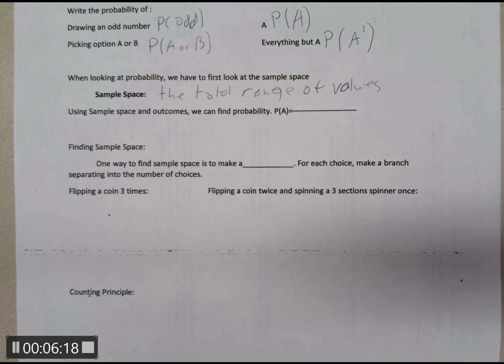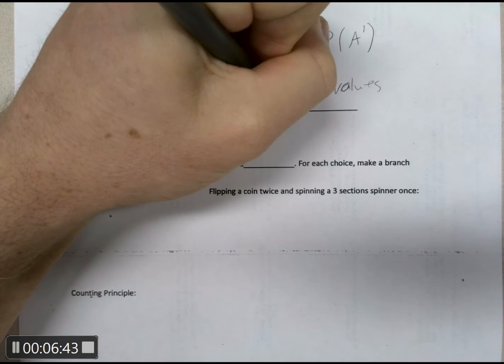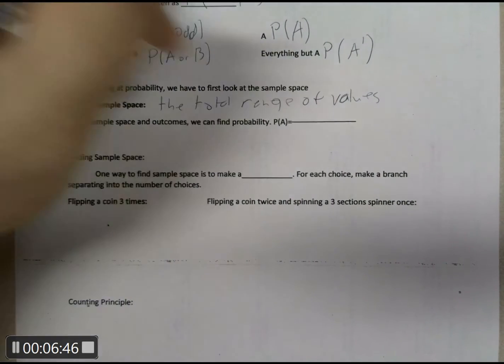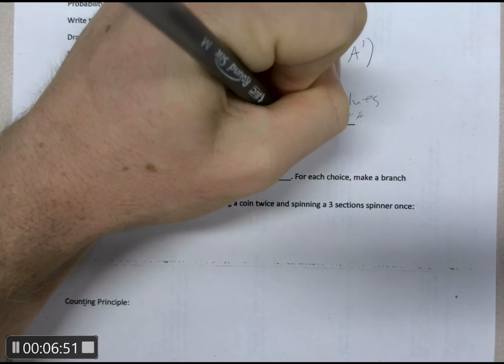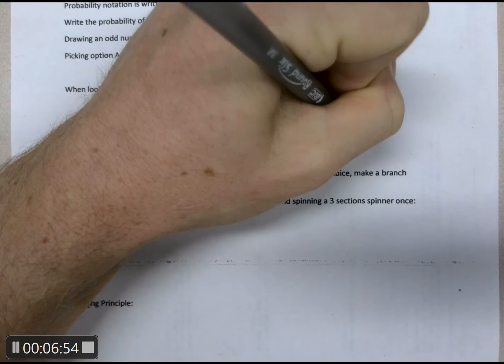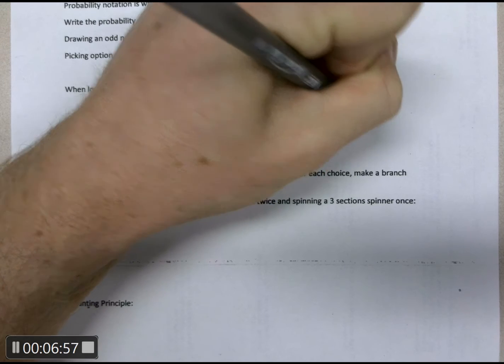So if we're finding the probability of you making 3 free throws in a row, the sample space would be you make 0, you make 1, you make 2, or you make 3. Using the sample space and outcomes, we can find the probability just by counting the number of successful outcomes. So the probability of A is going to be the number of A over the sample space. We did this some yesterday.